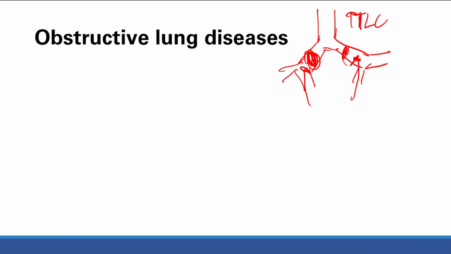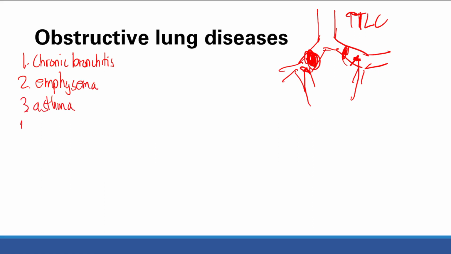Now there are 4 diseases we're going to talk about that cause obstruction in the airways. First one is called chronic bronchitis. We're going to see all of them in a second, so you don't have to note this down. Chronic bronchitis. Number 2 is emphysema. Number 3 is asthma. And number 4 is bronchiectasis.